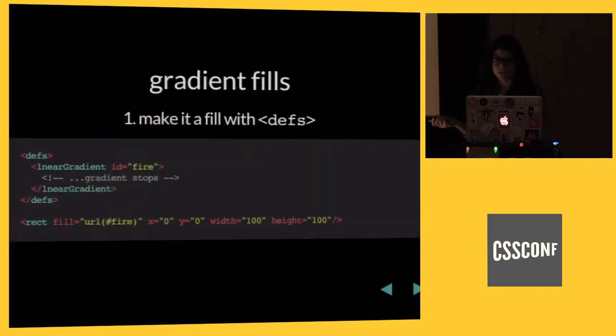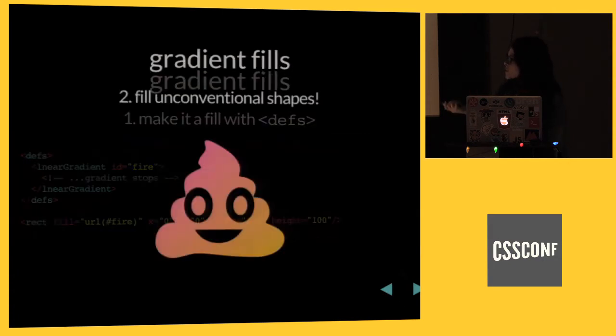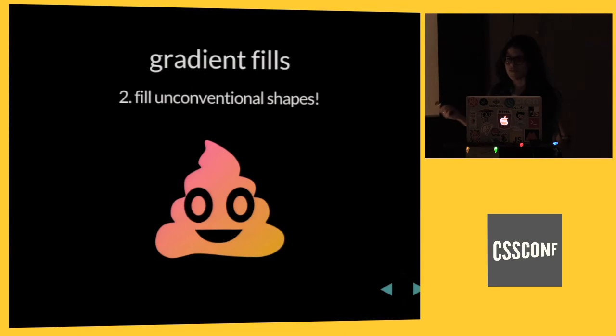What I think is cool is if we put that gradient inside a defs element again, it actually won't do anything on its own, and then we link it to another shape. You can start filling really weird, unconventional shapes, not just rectangles or what you're limited to in CSS. So anything you want can have a gradient fill.